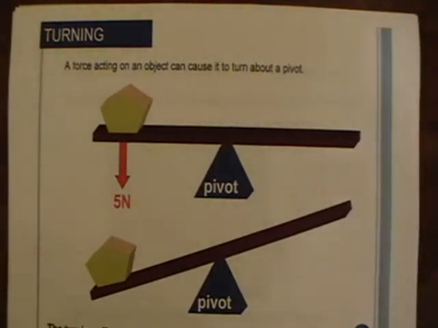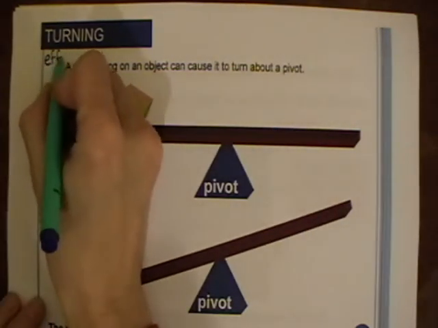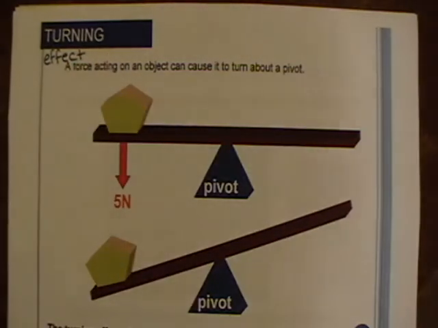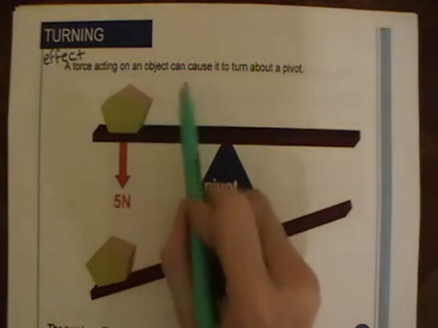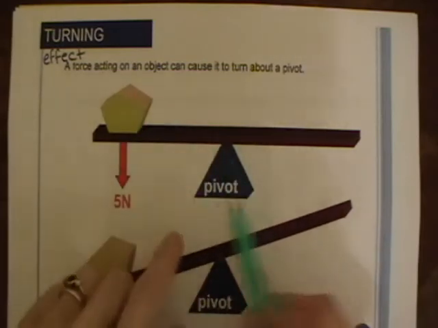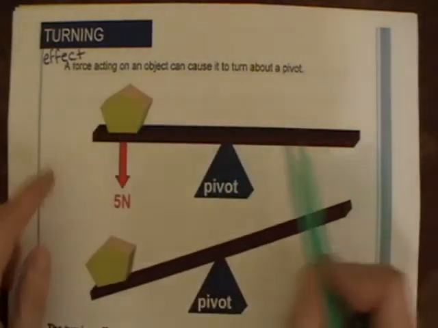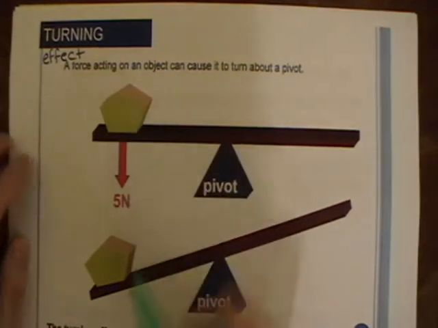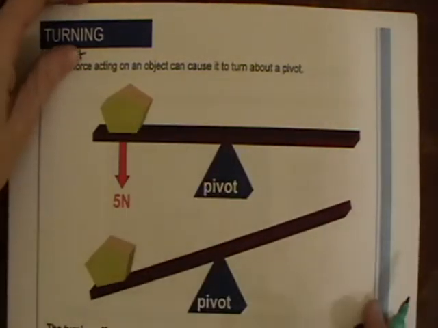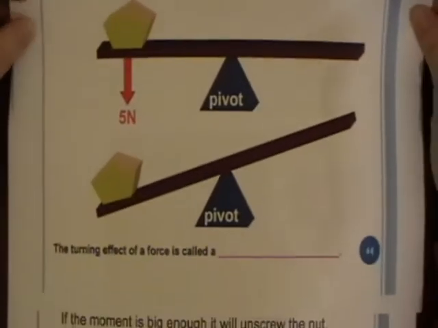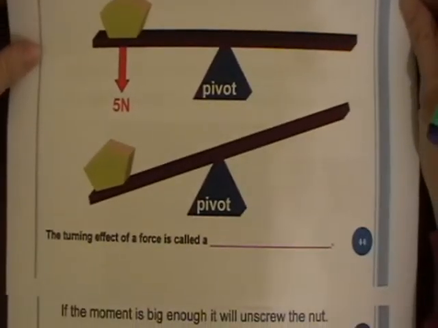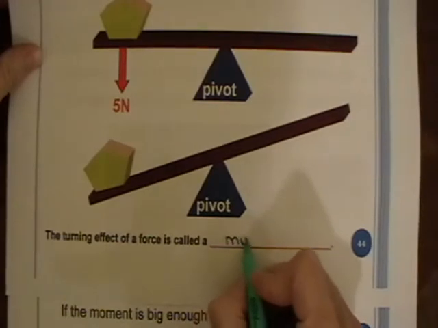If you have an object acting on something, the object causing a force, and it causes it to turn, or gives it a turning effect. If you have a force acting on an object which can cause it to turn, so if this is a pivot and this is some idea of a seesaw, and you have a weight here, it could cause it to turn, like in this diagram down below. Then we say that it has a turning effect. So the turning effect of a force is given the name moment.